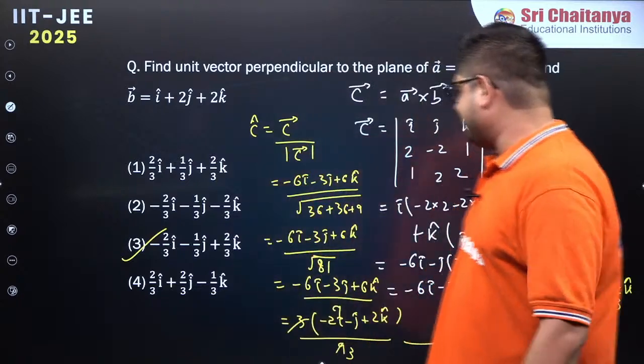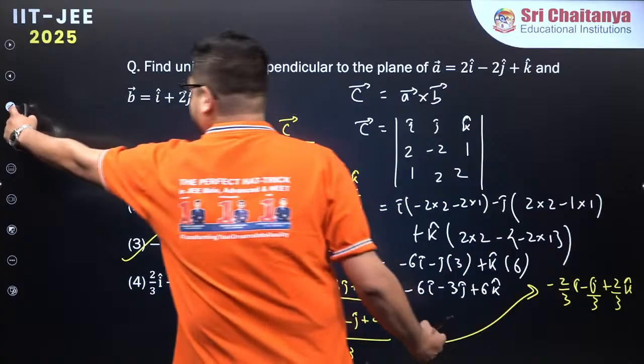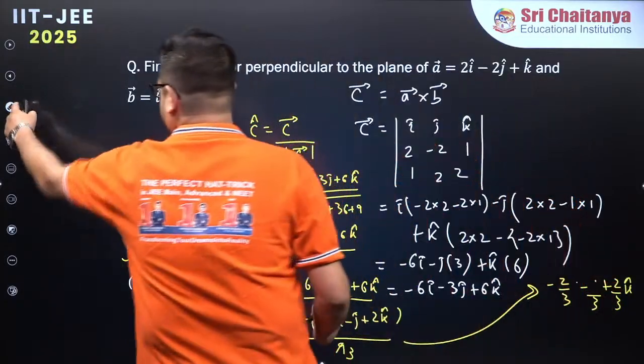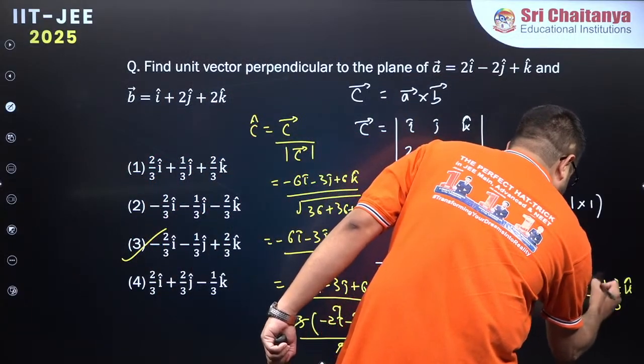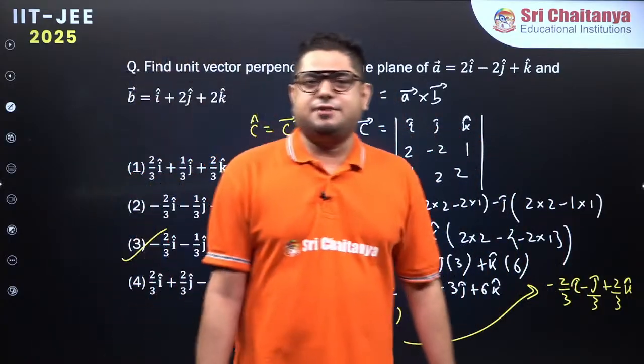So are you getting option 3? Isn't it? So this is what I will be getting. i cap, j cap. Let me write it properly. I think there is some handwriting problem. Some people must not be able to comprehend this. This is i cap and this is j cap. So option 3 is the correct answer amongst our given list of options.